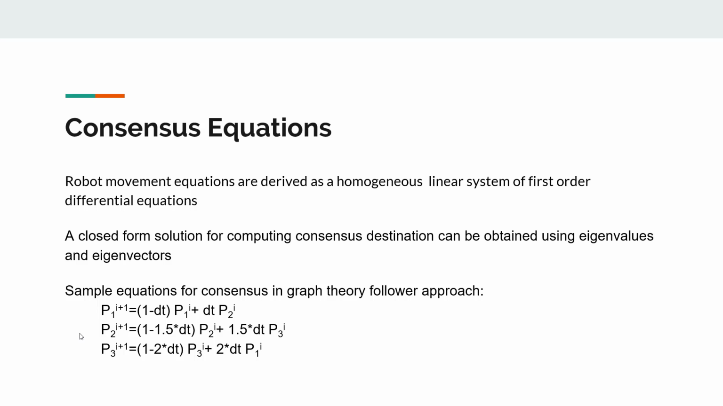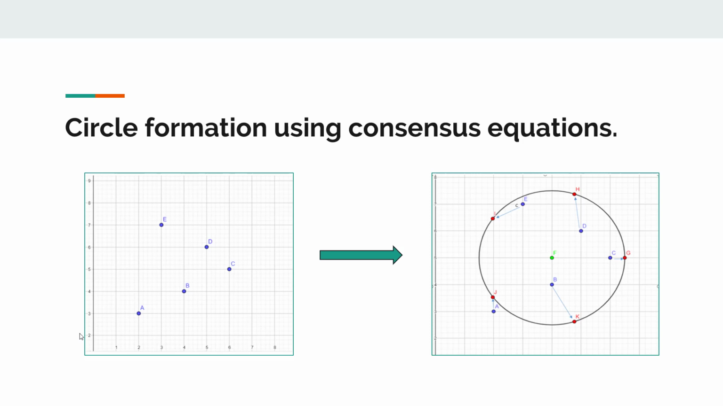So our algorithm runs using these equations until all the robots agree on one particular consensus point, which will become our center of the formation. So this is our considered problem where the five robots are randomly distributed. Our goal is to use the consensus equation to determine the point F, which is the consensus point, which will become the center of the formation circle.